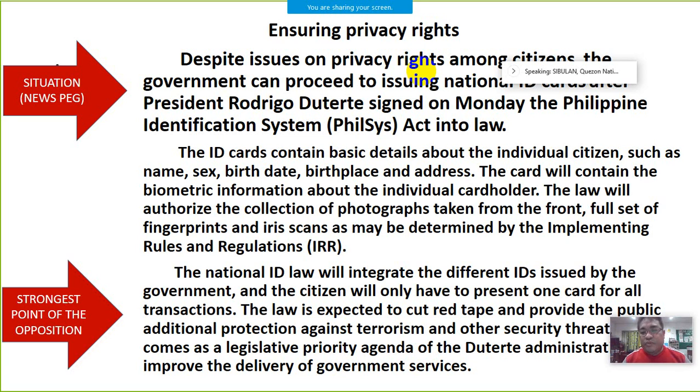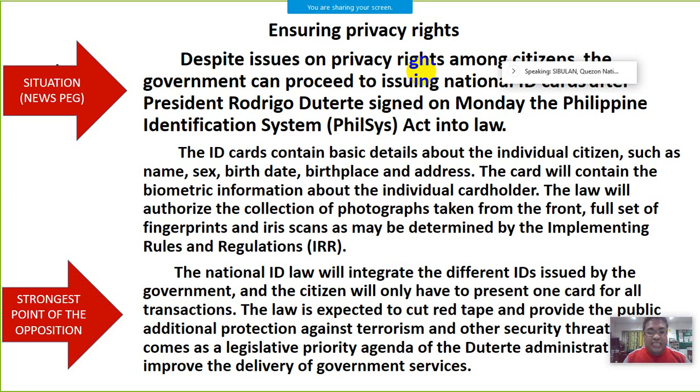Now, what is the importance? Why does this editorial include a background? Because the main point of this editorial is privacy rights. And in the national ID system, we have to give our data, our profiles, such as name, sex, birth date, birthplace, and address. And somehow, probably some people think that it is not safe to give the profile.